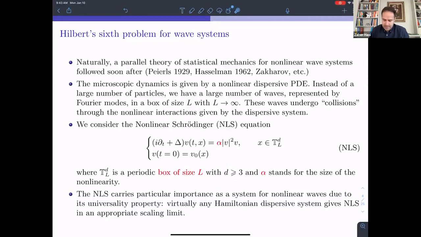Okay, so of course, NLS carries importance in its own right, but it also has a special place in the class of nonlinear dispersive equations, because it has the universal property, which tells you that virtually any Hamiltonian dispersive system will give you NLS in an appropriate scaling limit. So if you cannot do things for NLS, you probably cannot do it for any other dispersive system.